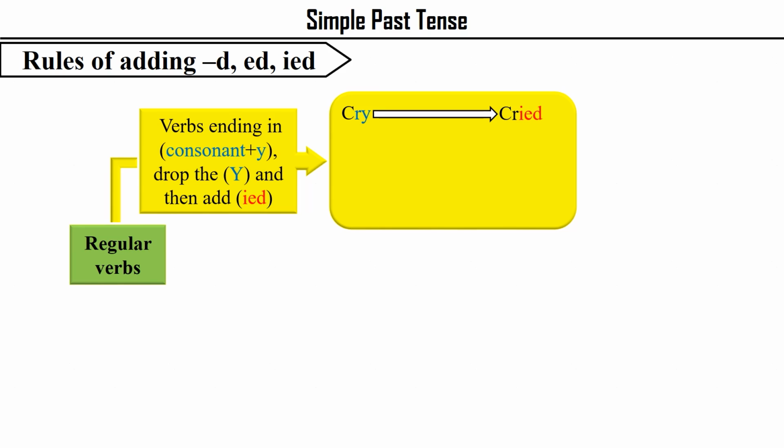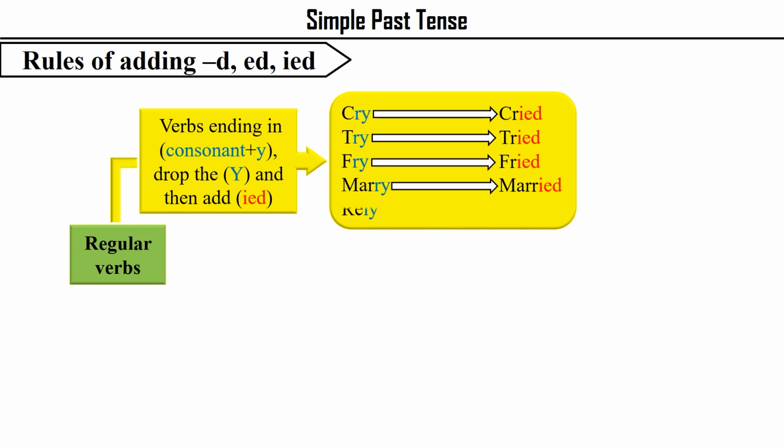Cry becomes cried. Try becomes tried. Fry becomes fried. Marry becomes married. Rely becomes relied, etc.